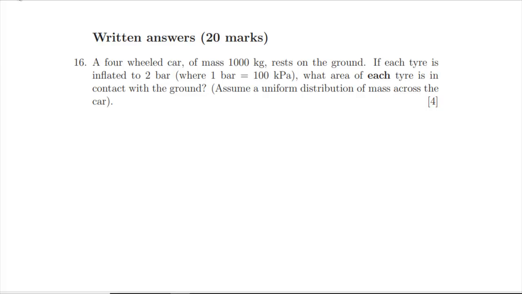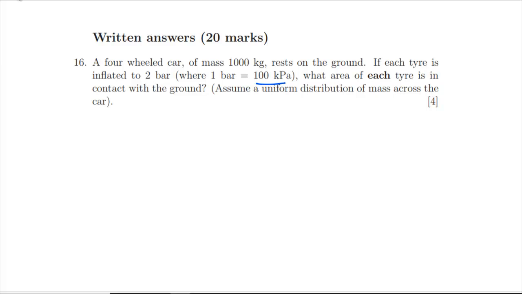We've got a four-wheeled car, mass 1,000 kilograms, resting on the ground. Each tyre is inflated to 2 bar. Oh, well, that's what 1 bar is. What area of each tyre is in contact with the ground? Assume a uniform distribution of mass.